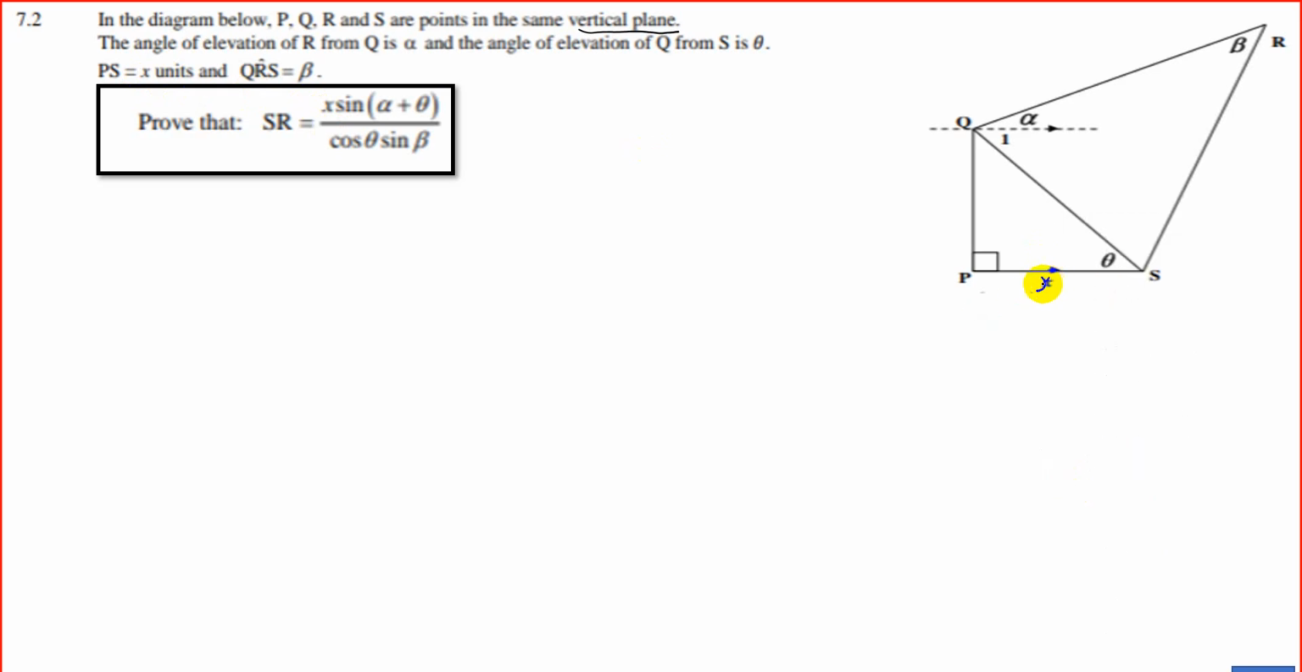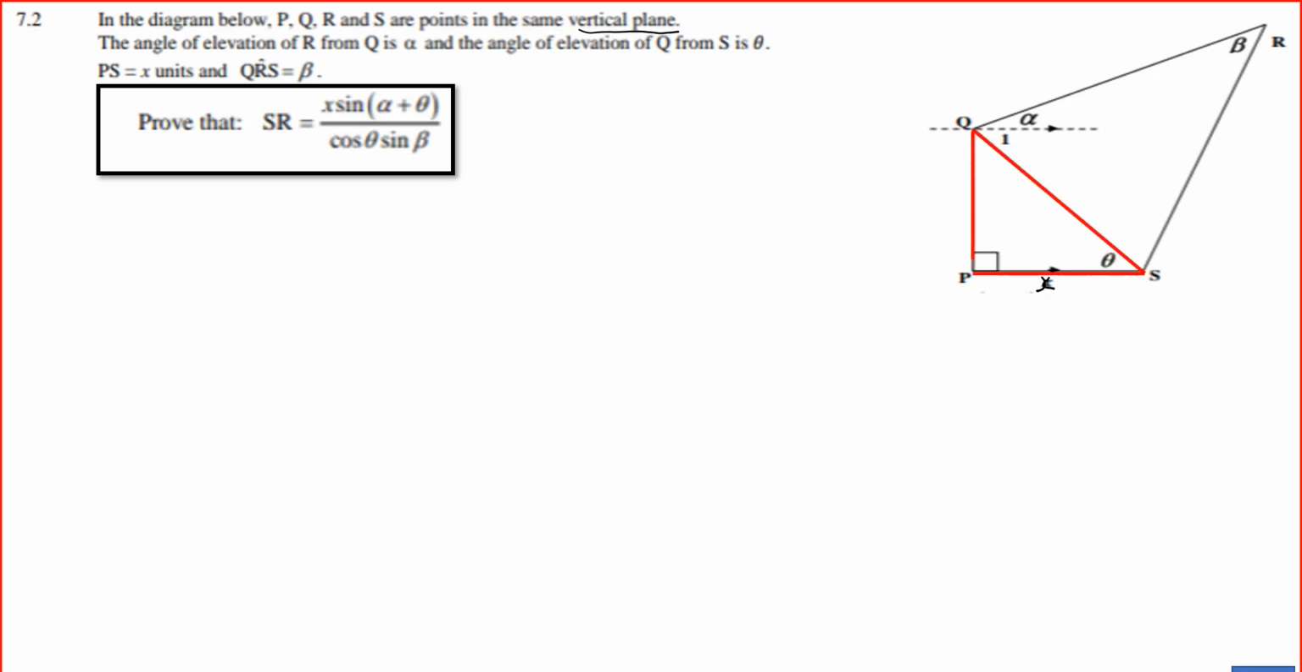It tells us that PS is x units. It's in the diagram as well. I just want to highlight on that. And QRS is equal to beta. And the question is to prove that SR is equal to x sine (alpha plus theta) all over cos theta sine beta. Sounds quite intimidating once again.